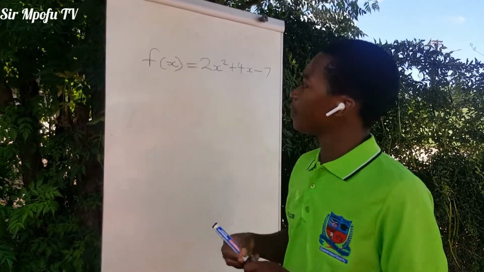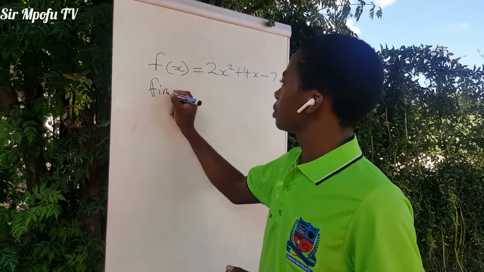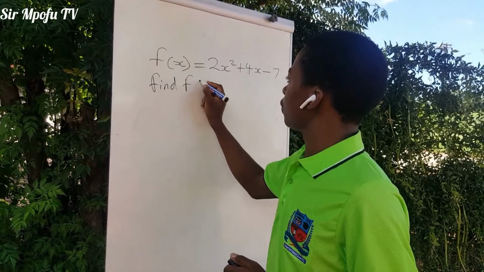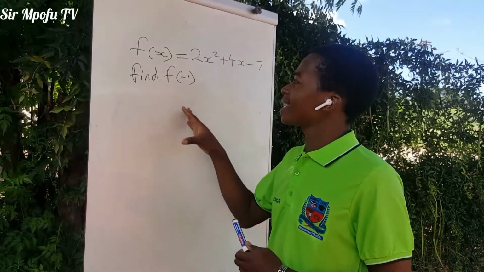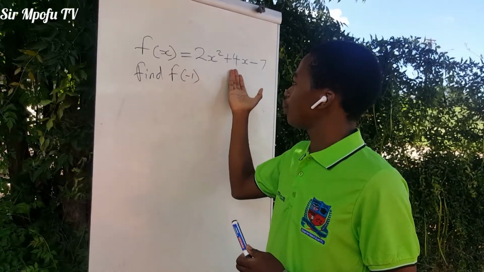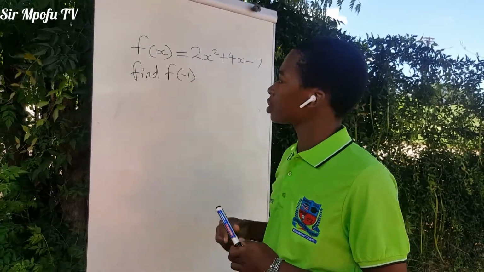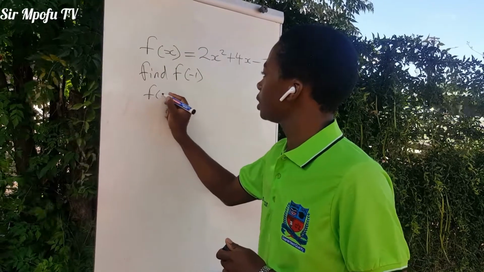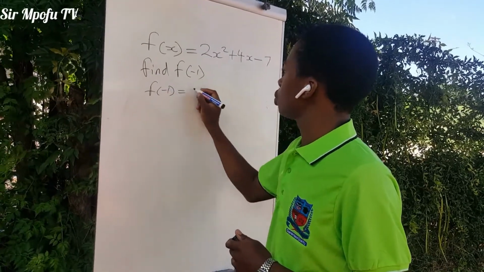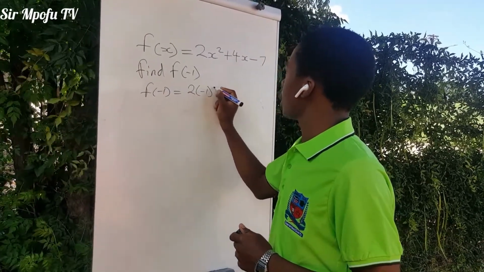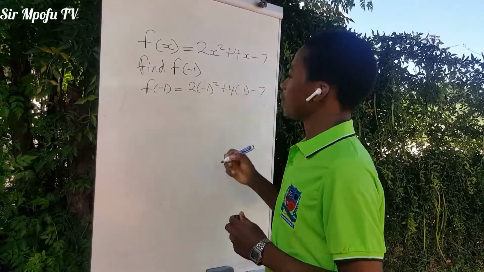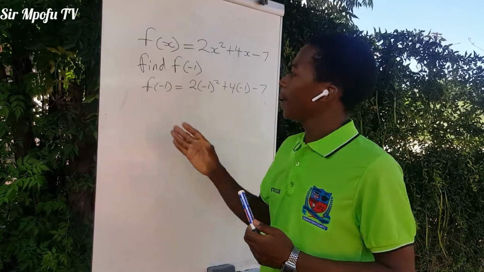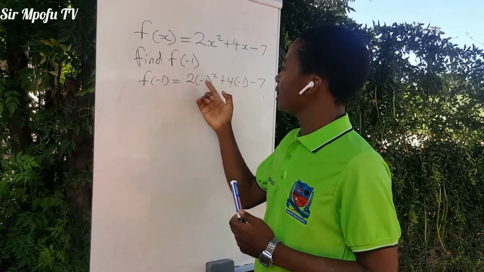Anyway, wobva wanzi find f of negative 1 like this. Zvarungoudzwa uri kuudzwa kuti pese pana x wakunosubstitute negative 1 ndozvinenge zvitaura. So wakutiwo f of negative 1 is equals to 2 (minus 1) squared plus 4 (minus 1) minus 7. So hapana chakambomwa, unofanira kungoziva kuti pese pana x wakunoisa negative 1.